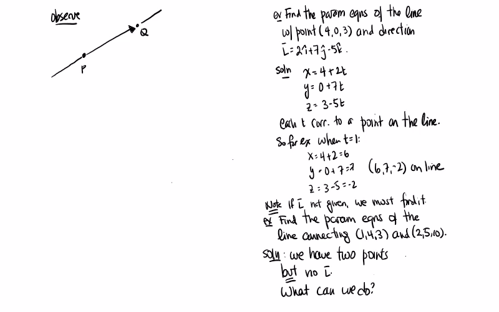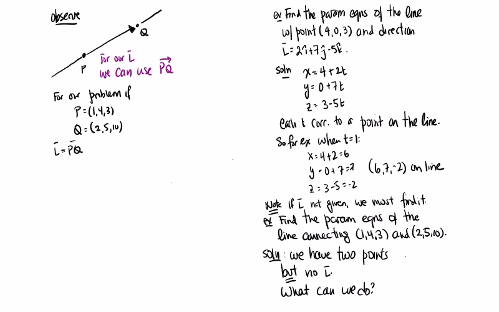So here's the key: for our L, we can use PQ. Remember this notation? This is the vector that goes from P to Q. Now you might say, could I use QP? It goes in the other direction. The answer is absolutely, there are options here. The key is to use a vector that connects the points. So for our problem, if we say that P is the first one and Q is the second one, then our L will be PQ.